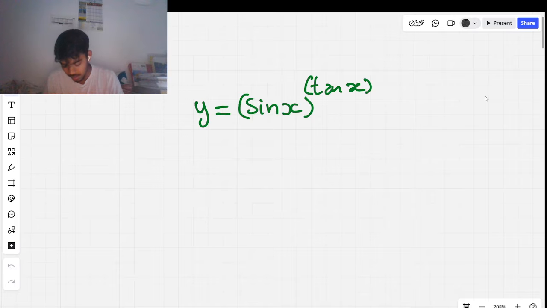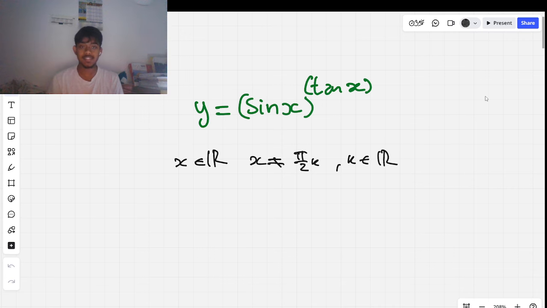So the graph is y equals sine x to the power of tan x. The first thing to note is the domain. So x can be all real numbers except any x value that is a multiple of pi by 2.